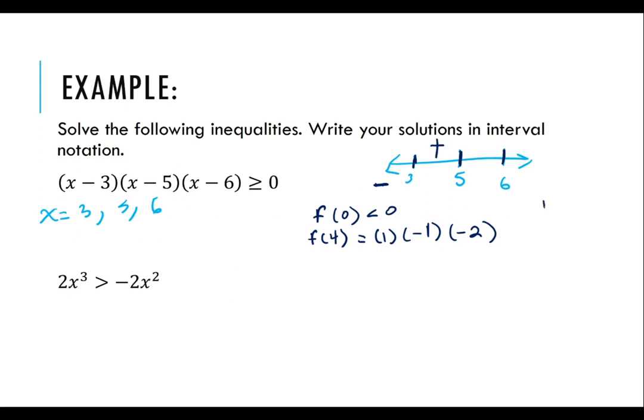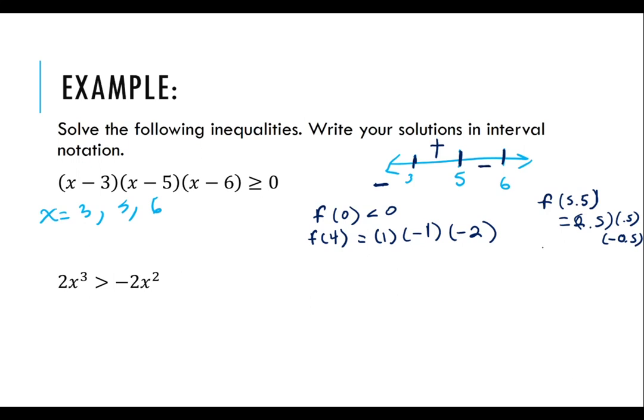Then how about we pick a value between 5 and 6? How about f of 5.5? 5.5 minus 3 is going to be positive 2.5. 5.5 minus 5 is going to be positive 0.5. 5.5 minus 6 is going to be negative 0.5. And then I find that negative times positive is negative.